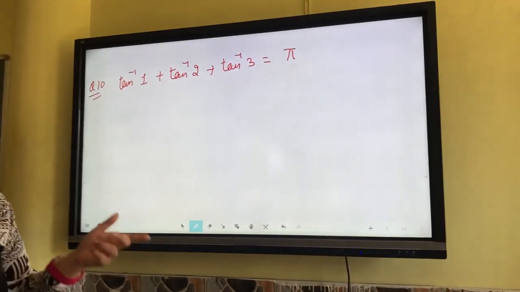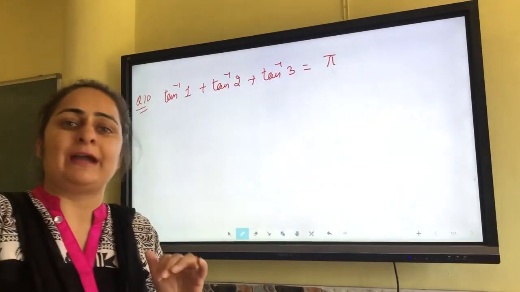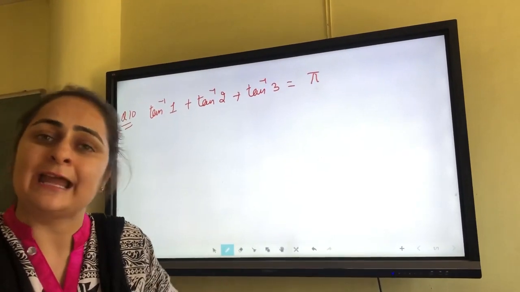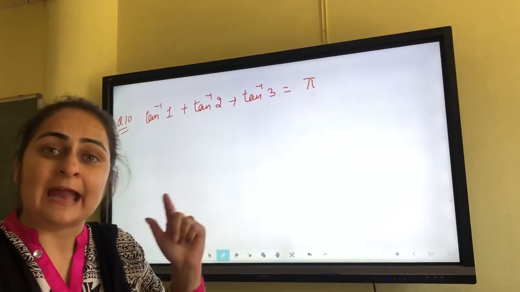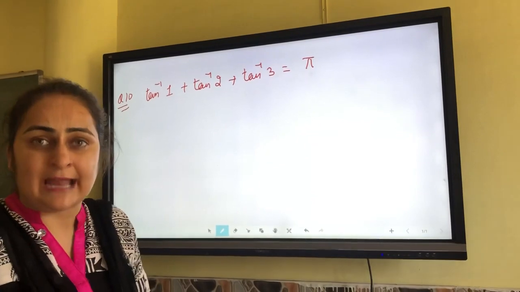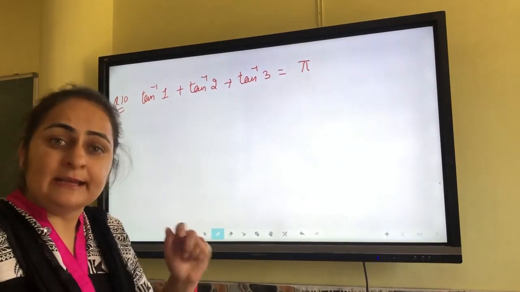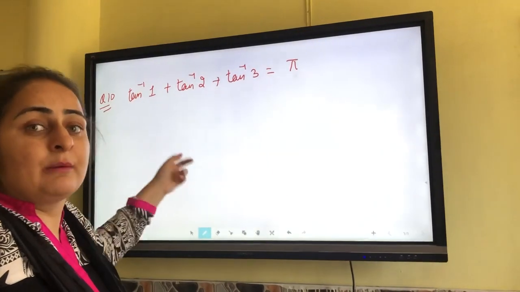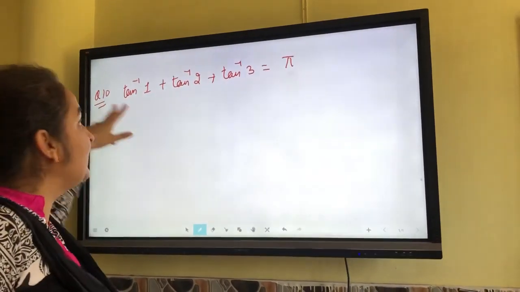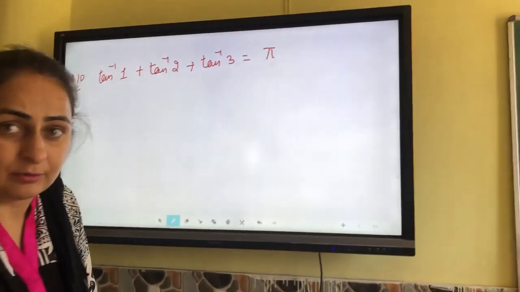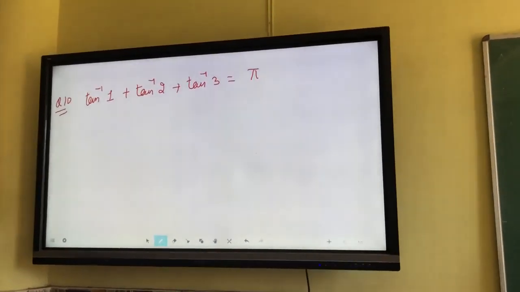If any variable means if there is x or y in the question, then you will find the value of x or y or any other angle. But that value will find only in that case if there is question that solve the question. In place of solving, there is a question that is the proof. Proof means we have to show the result of left hand side is equal to the result of right hand side. Now, let's start the proving.